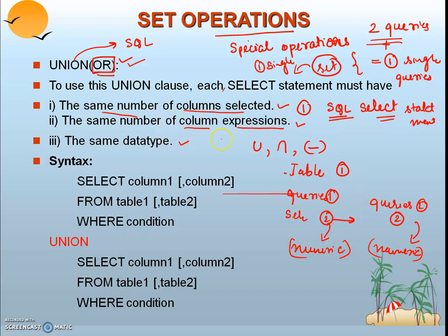Let's move on and see the syntax. What is the syntax saying? Select the columns on which the operations are performed, from the name of the table, and if you are having any condition, you mention that in the where clause. This is your query number 1. The next one is query 2, and between them you have the union operator.